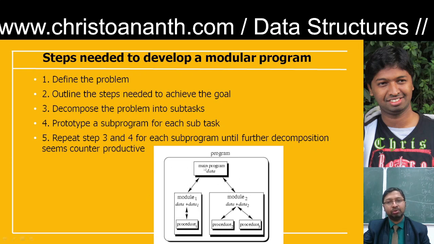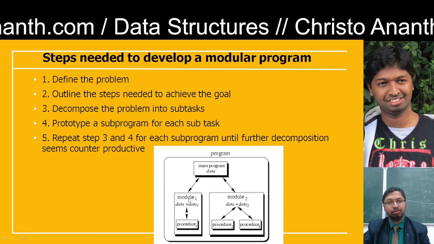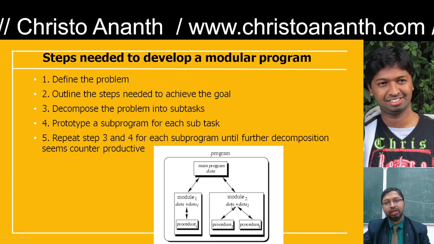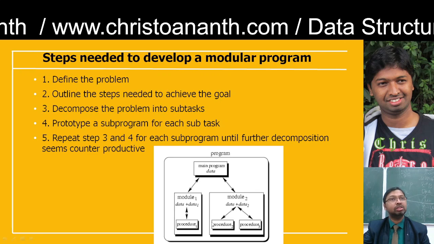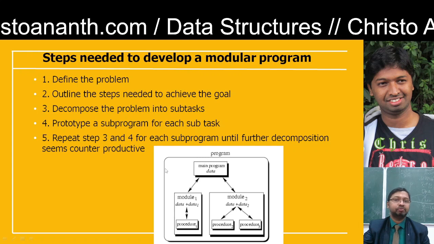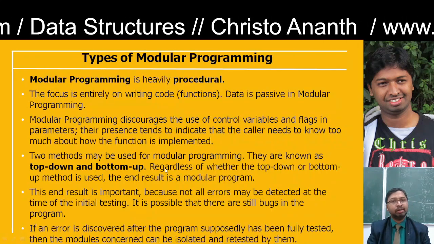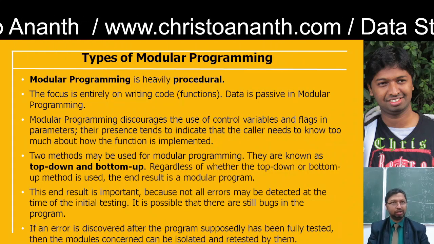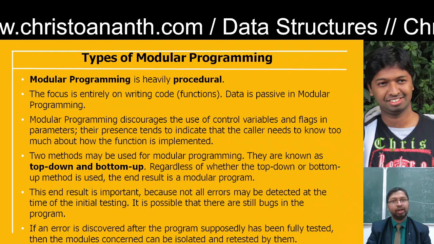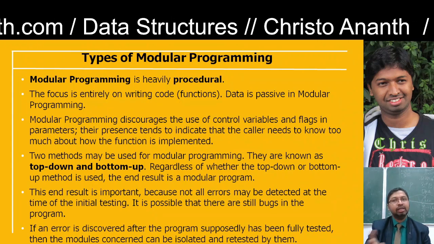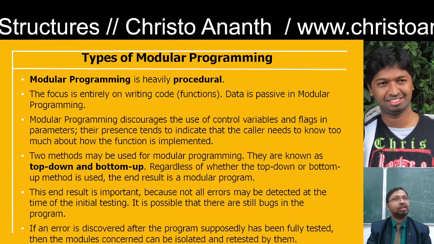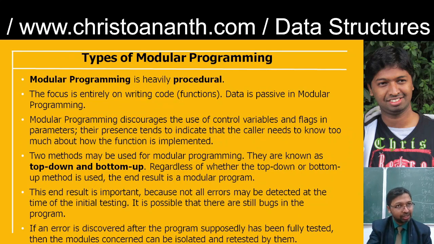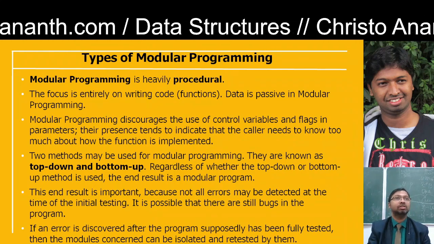In the program, the main program plus data is divided into module 1 and module 2. Module 1 has data plus data 1, which interacts with procedure 1. Here we have data plus data 2, which interacts with procedure 2 and procedure 3. These are the types of modular programming. Modular programming can be called procedural programming, since it follows procedures. You write the code based on the function, and here the data is not active but passive, because in modular programming we decompose into subparts and mainly enforce the procedures, not the data.